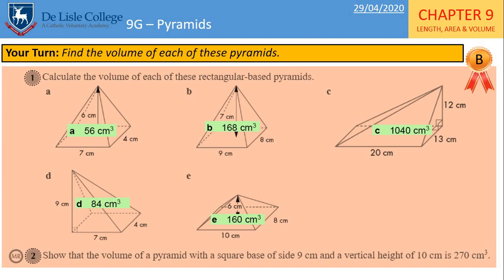Question 2 says show that the volume, and that means that we can't use the 270 centimetres cubed in our answer. Just check that's the answer that you get. So this is the working, which you should write down. 1/3 times the base area times height. So you've done 1/3 times 9 times 9 times 10, and that equals 270 centimetres cubed. So you're using working to show that you've got the answer of 270 centimetres cubed.